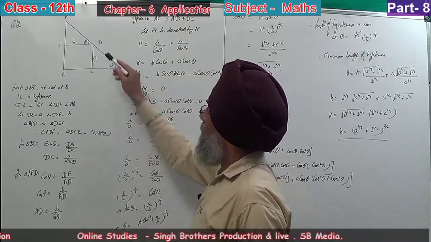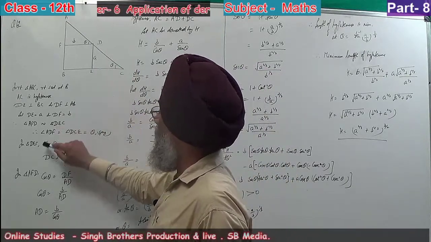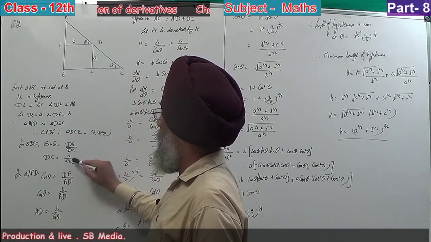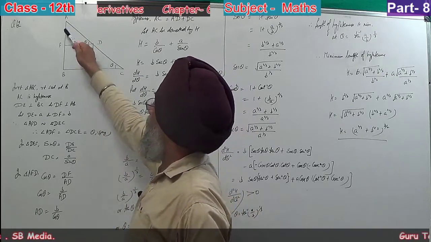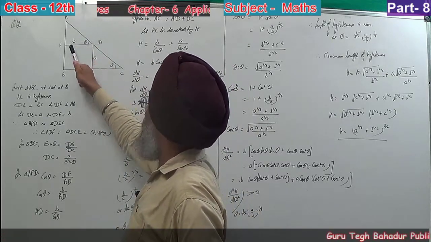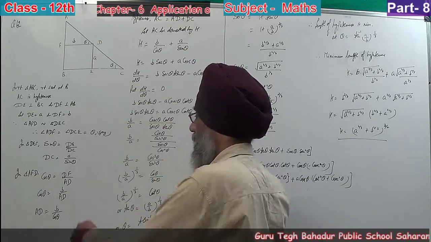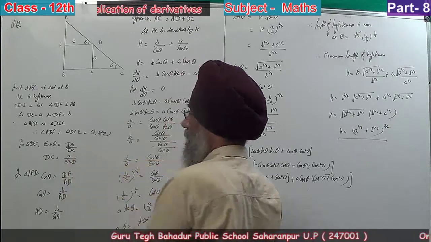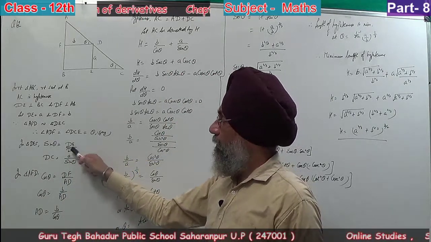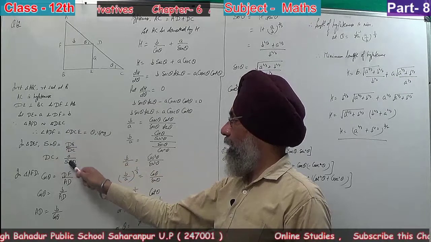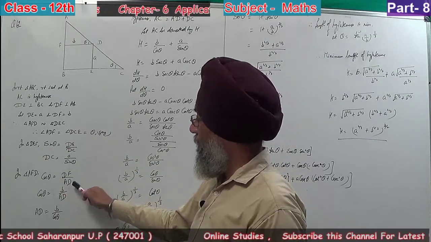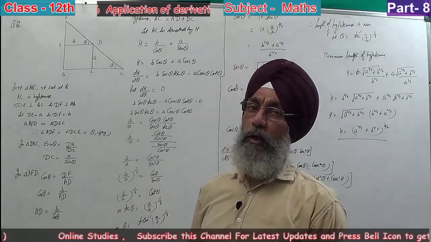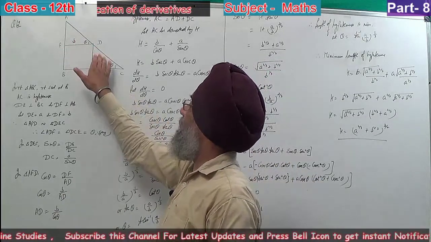In triangle DEC, we take sin theta. Sin theta is perpendicular upon hypotenuse, that is DE upon DC. What is DE here? DE is a. Taking DC to the other side, it becomes DC = a upon sin theta. In triangle AFD, it is cos theta, that is DF upon AD. Similarly, DF is b here, so AD becomes b upon cos theta. Actually, we have found the values of the parts of the hypotenuse, that is AD and DC.